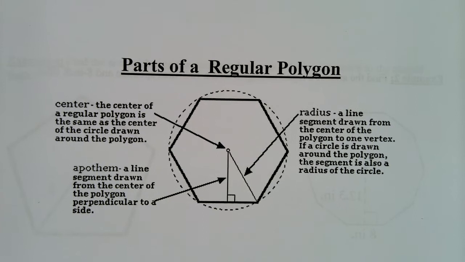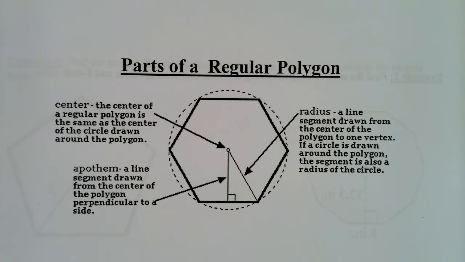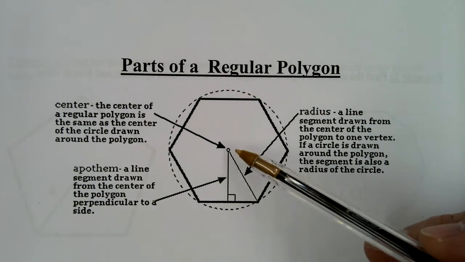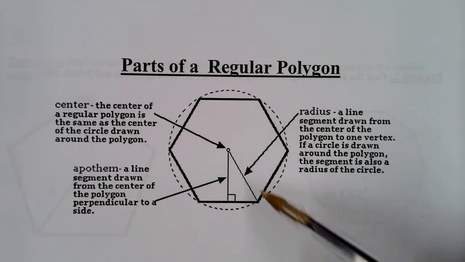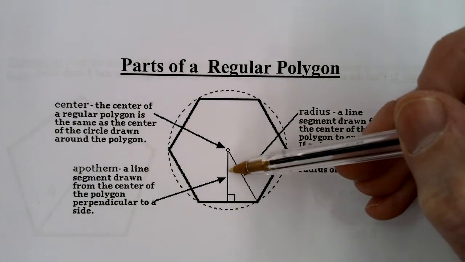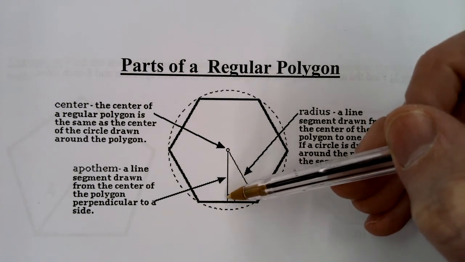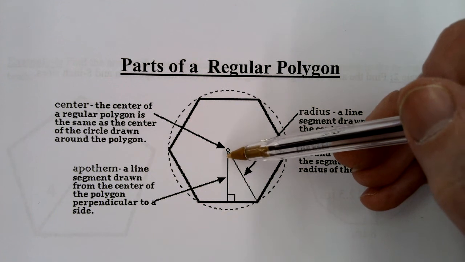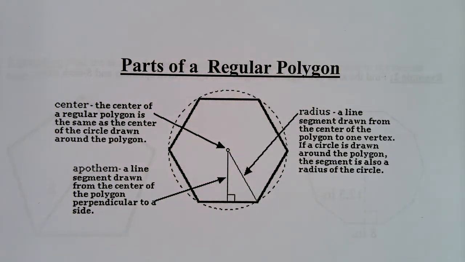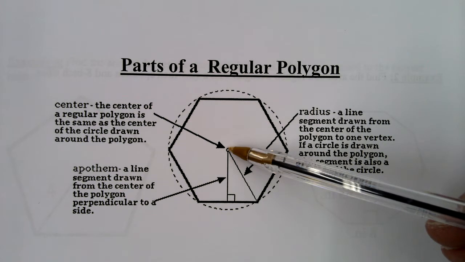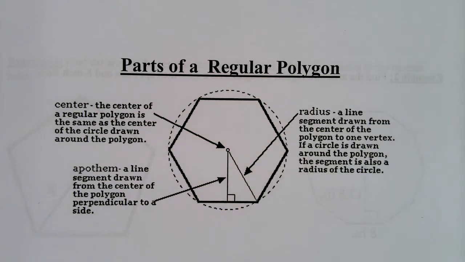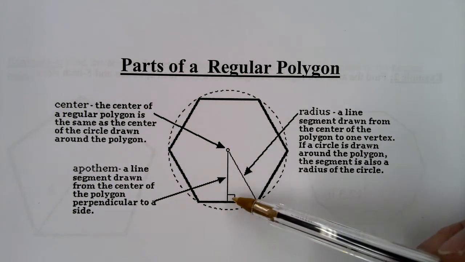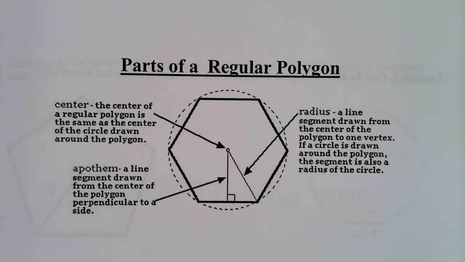So here we have a regular pentagon. We have a circle that's going through all the vertices, so the circle is circumscribed about the polygon. This is the center. That's the radius. In this segment right here, that is called the apothem. Okay, so again, the apothem is a segment from the center to the polygon, and it's perpendicular to the side. Okay, so this is the apothem right here. That's new.